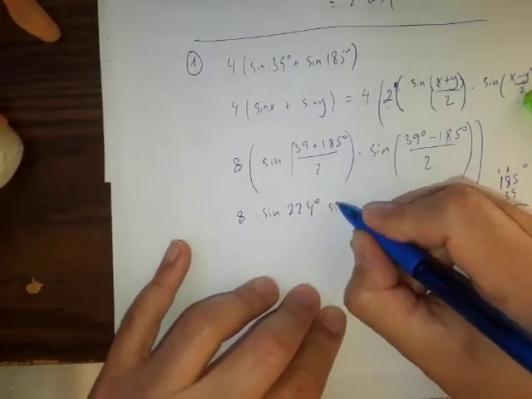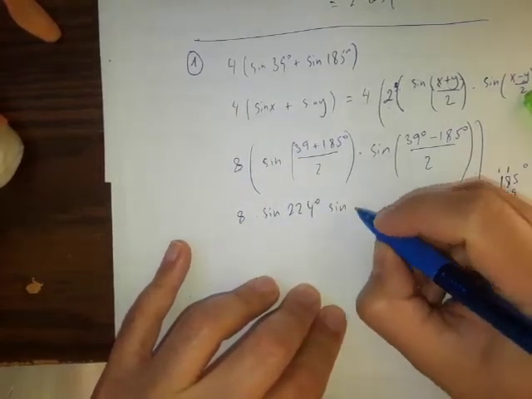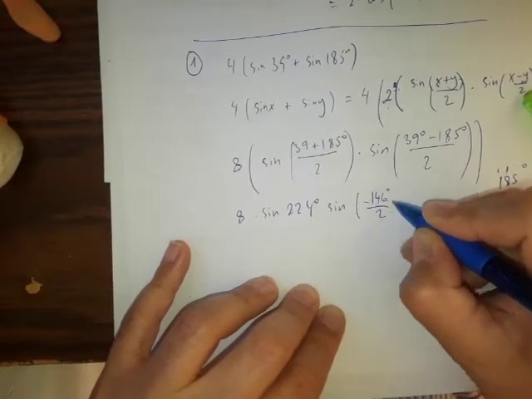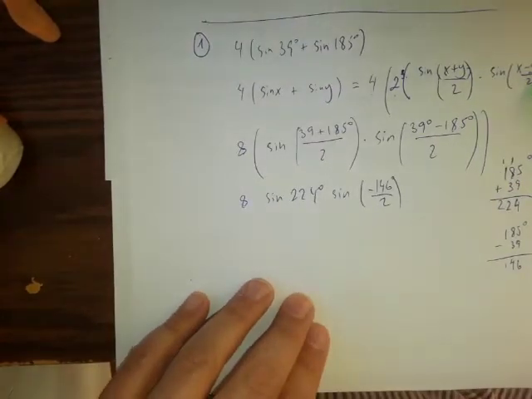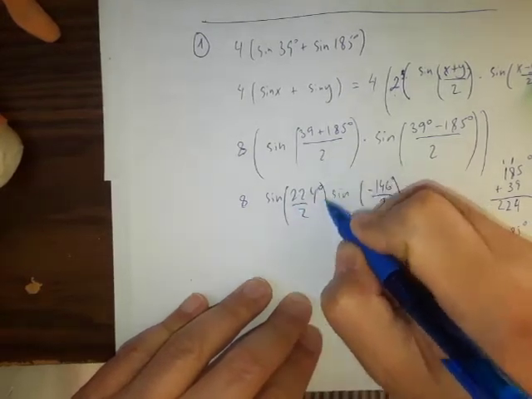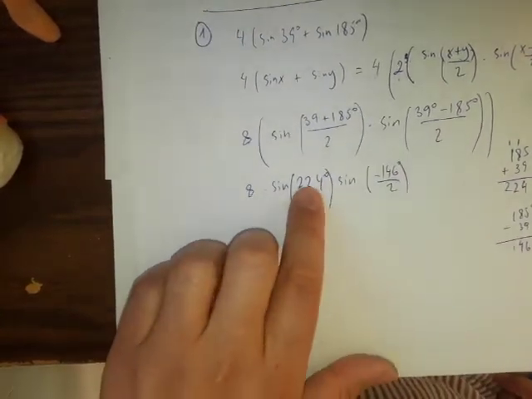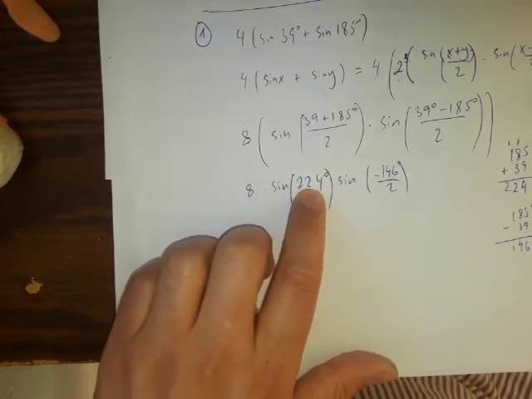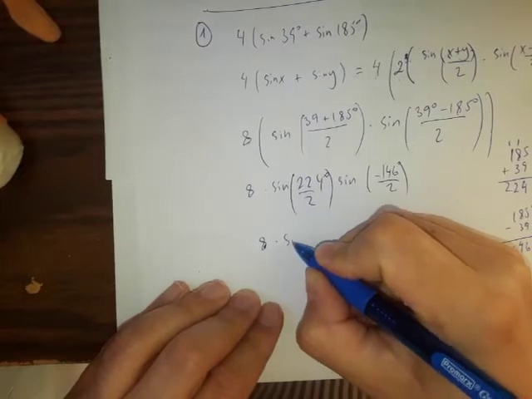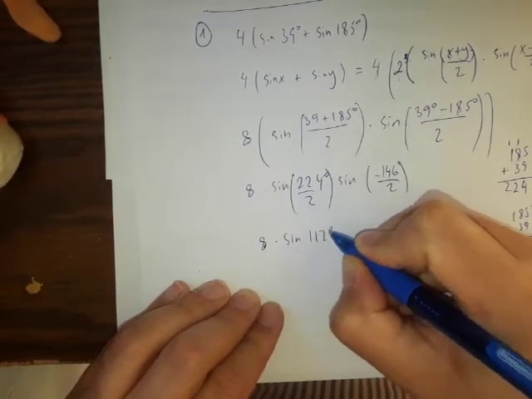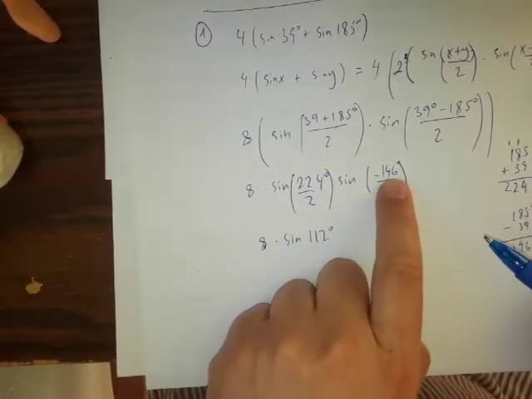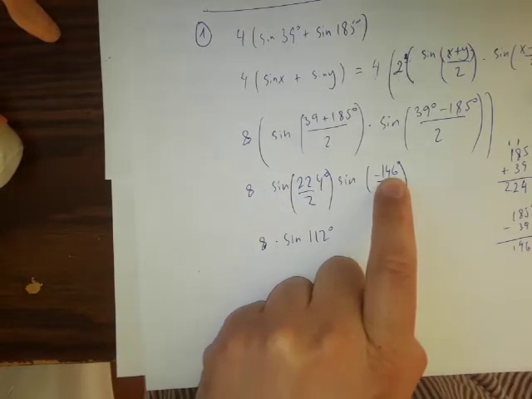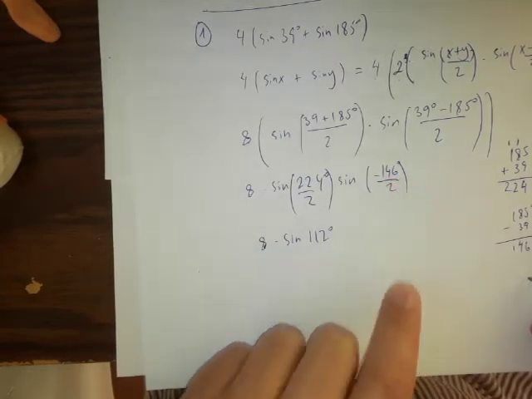So sine of negative, the way it's in here, negative 146 over 2, right? So I'm missing here the divided by 2. So that's going to be half of 224, it's going to be 100, and then 112, right? 8 sine 112, and then half of 146 is going to be 50, and then 23, so it's going to be 73, am I right?